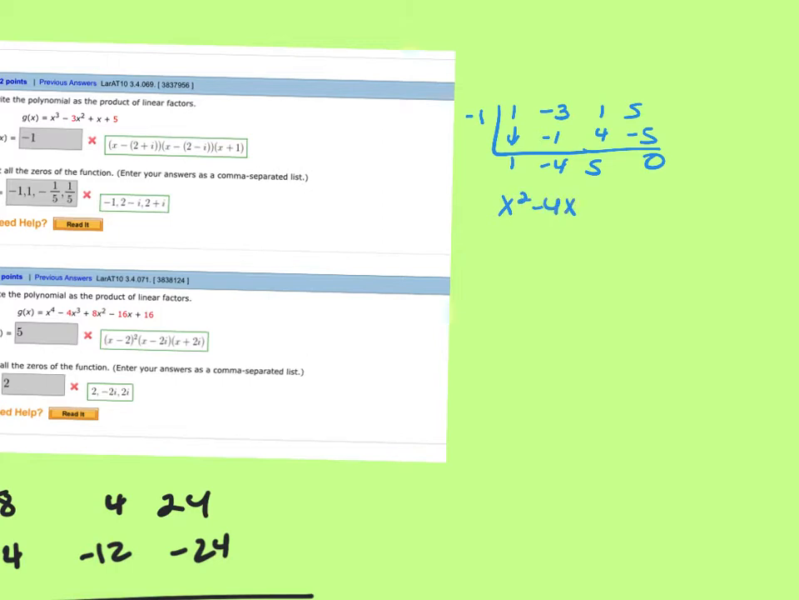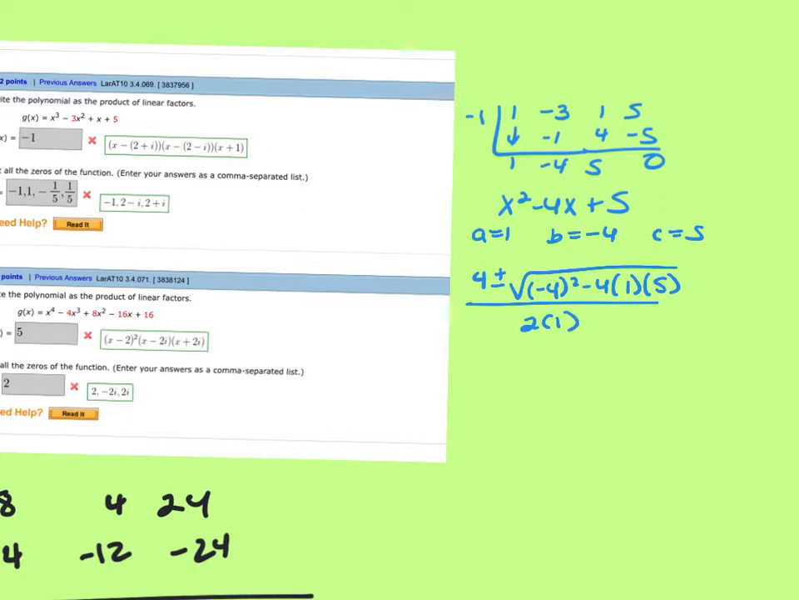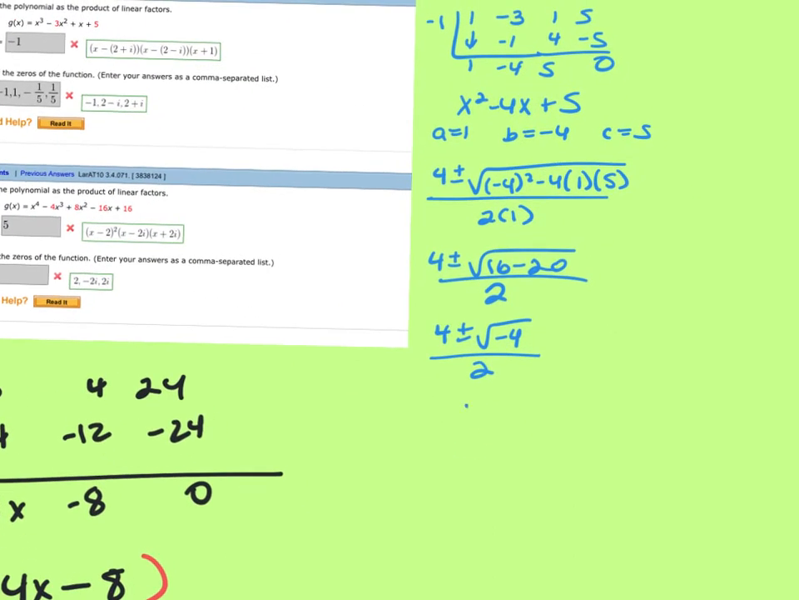X squared minus 4x plus 5. No factors of positive 5 add up to negative 4. If it was a negative 5, you'd be good, but it's not, which means quadratic. So A is 1, B is negative 4, C is 5. So the opposite of negative 4 is 4, plus and minus the square root of negative 4 squared minus 4 times A times C all over 2 times A. 4 plus and minus the square root of 16 minus 20 over 2. 4 plus and minus the square root of negative 4 over 2. Now I've got an imaginary number. 4 plus and minus 2i over 2, which is 2 plus and minus i.